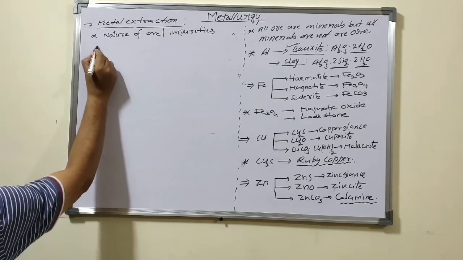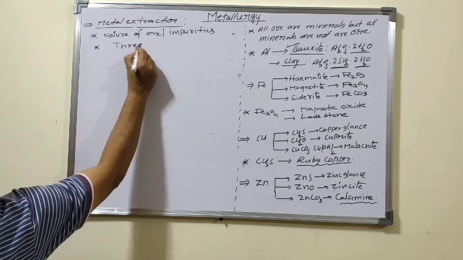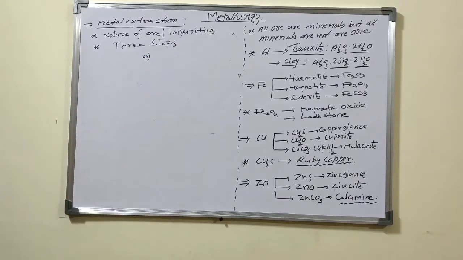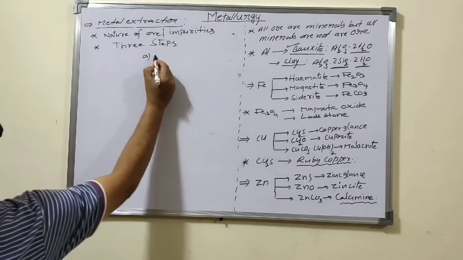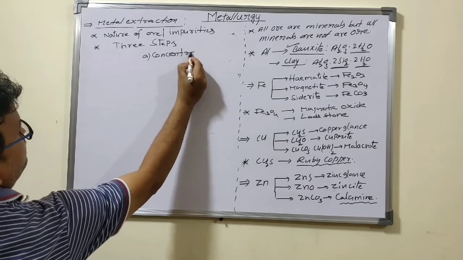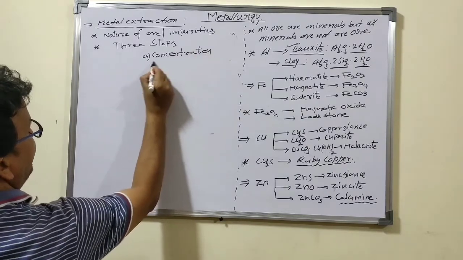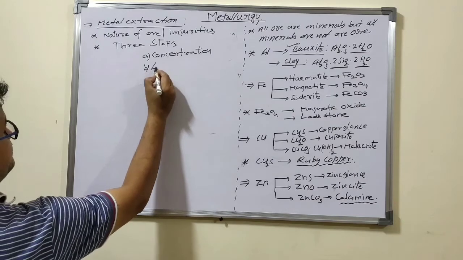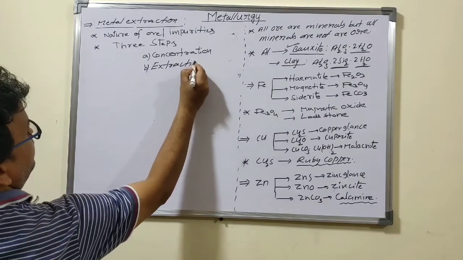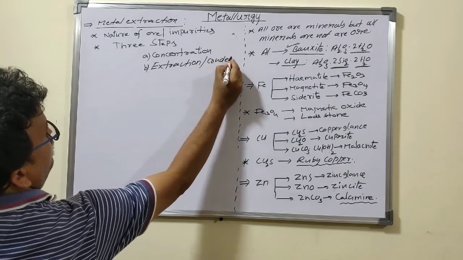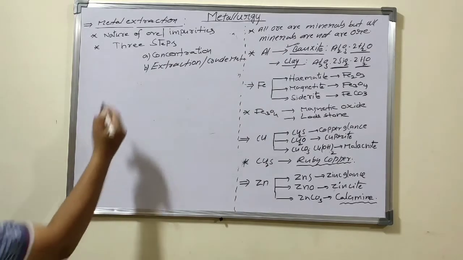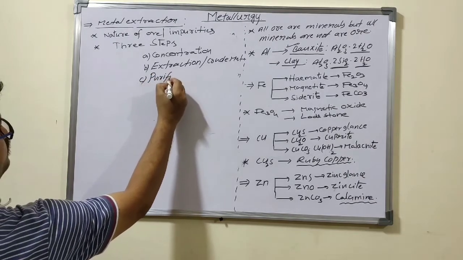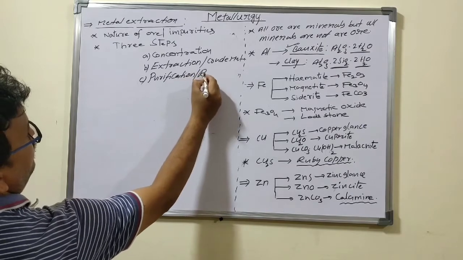So extraction of metals involves three steps. First step is concentration, which we also call grinding. After concentration of the ore, we have to extract. That is extraction, where we get crude metal. And the third, very important step, is purification, which we also call refining.